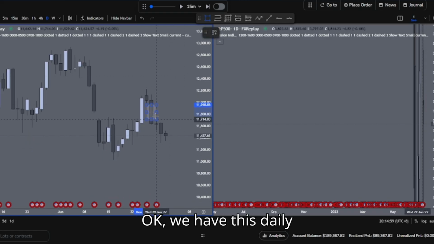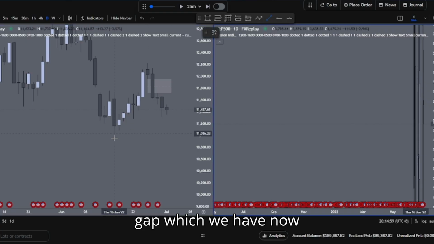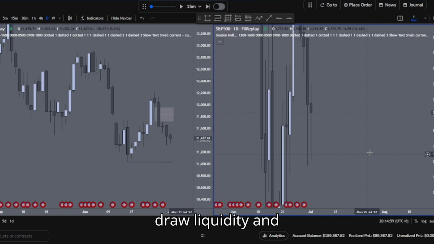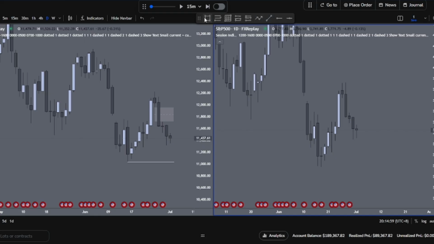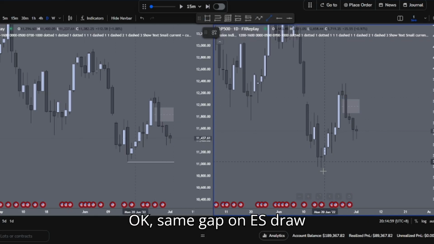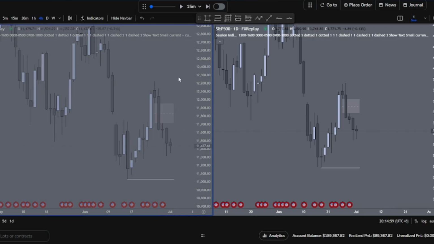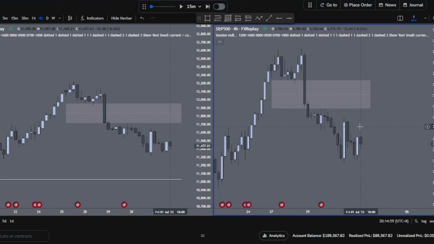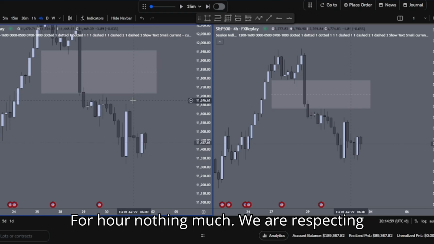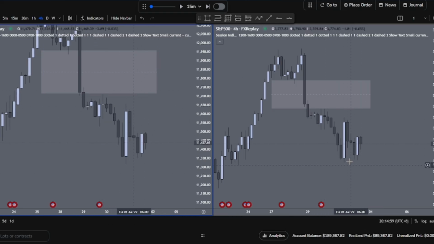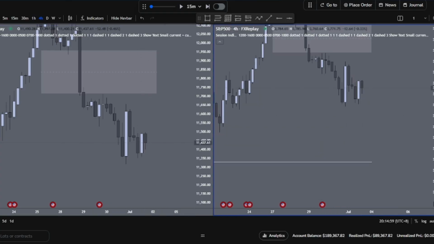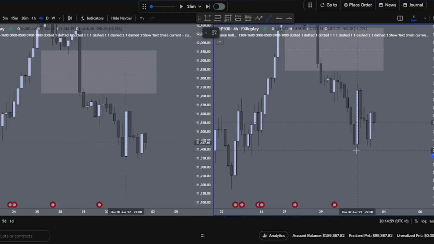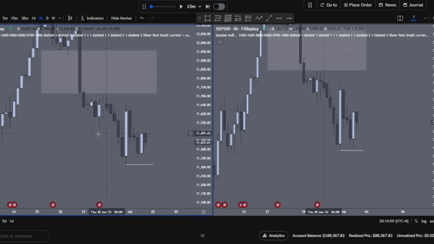Okay, we have this daily gap, which we have not tapped back into. This is our current draw on liquidity, and okay, same gap on ES. Draw on liquidity. 4 hour, 4 hour. Oops. 4 hour, nothing much. We are respecting this order block right now, as you can see. Internally, I think this is previous day low. Can mark that out.